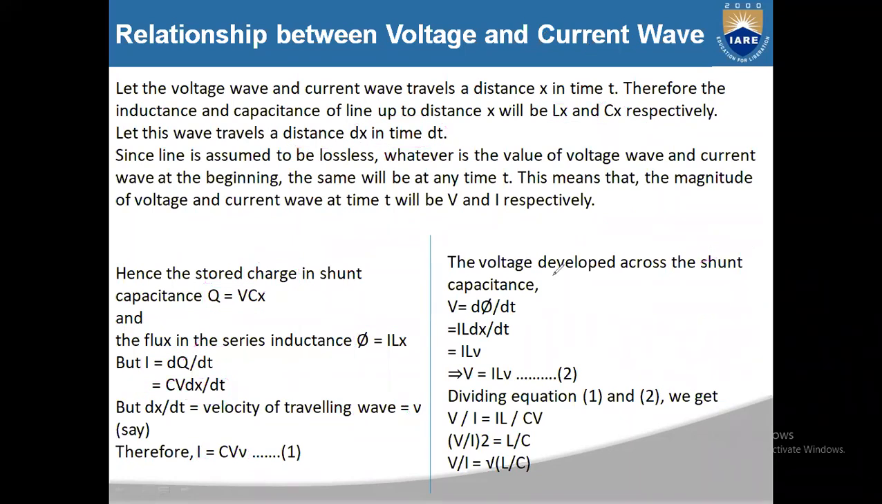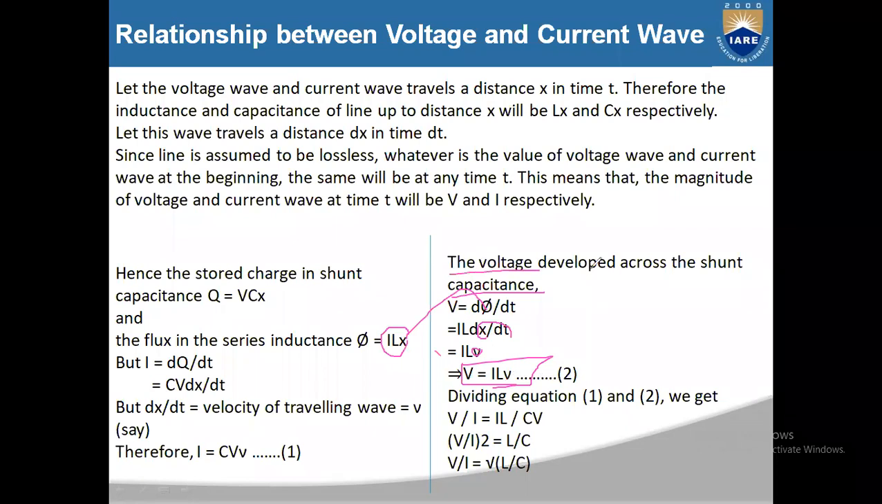So in a similar way, the voltage developed across the inductance. If you want to calculate the voltage developed, then V can be written as dφ/dt. Here φ is I into Lx. So you substitute this I into Lx in place of φ. Then V will become equal to I into L into dx/dt. Again dx/dt is v, which is the velocity of light. So V will become equal to I into L v.